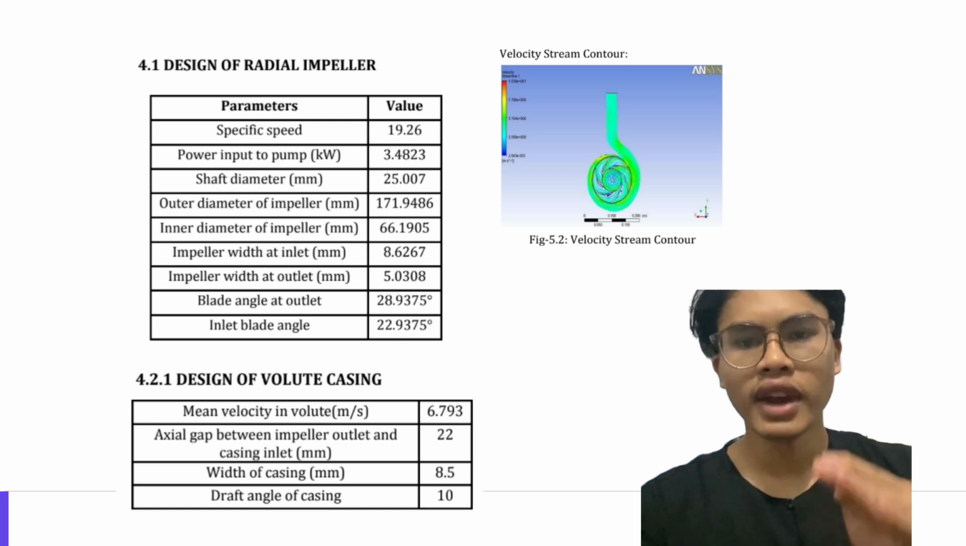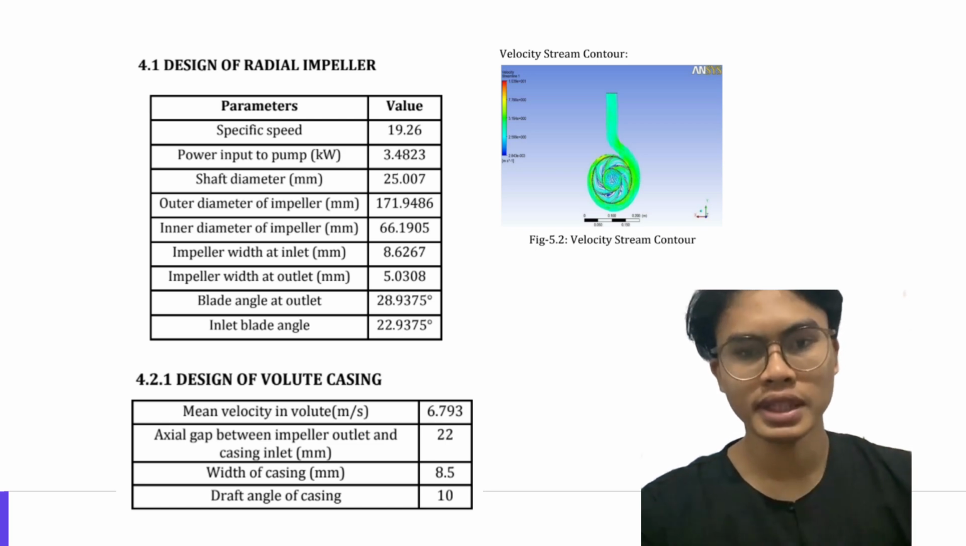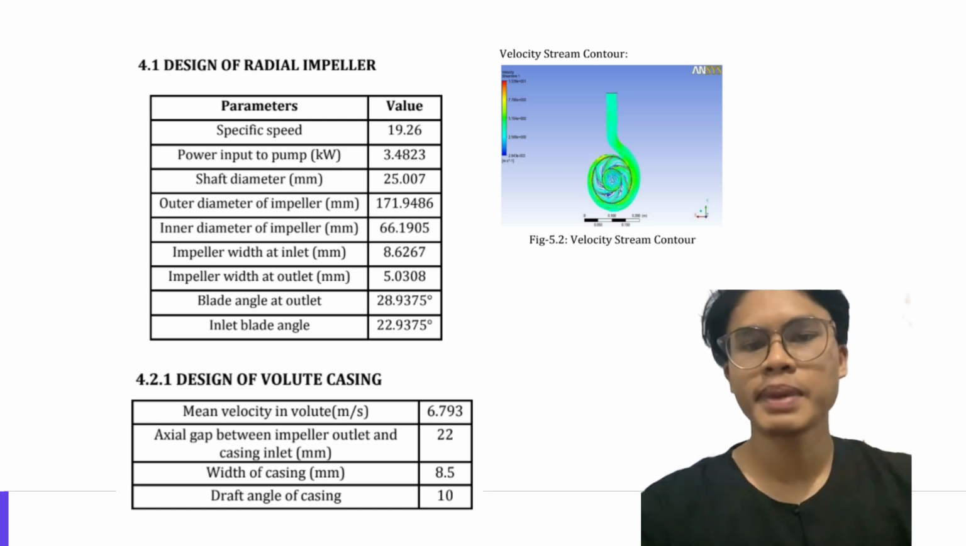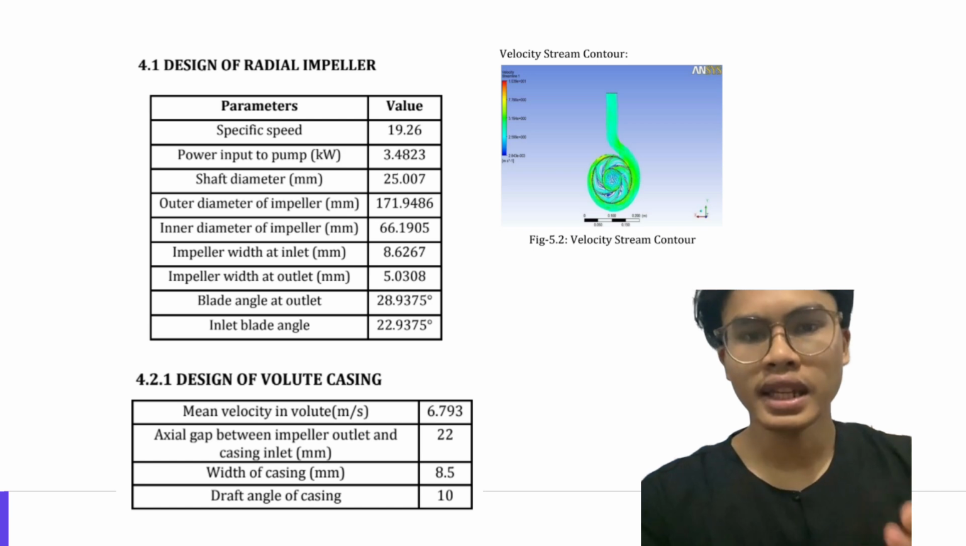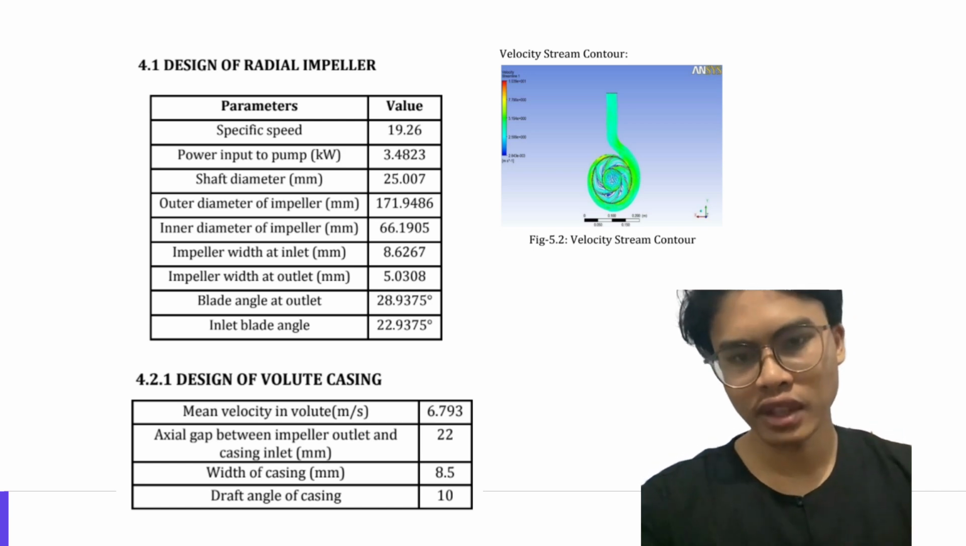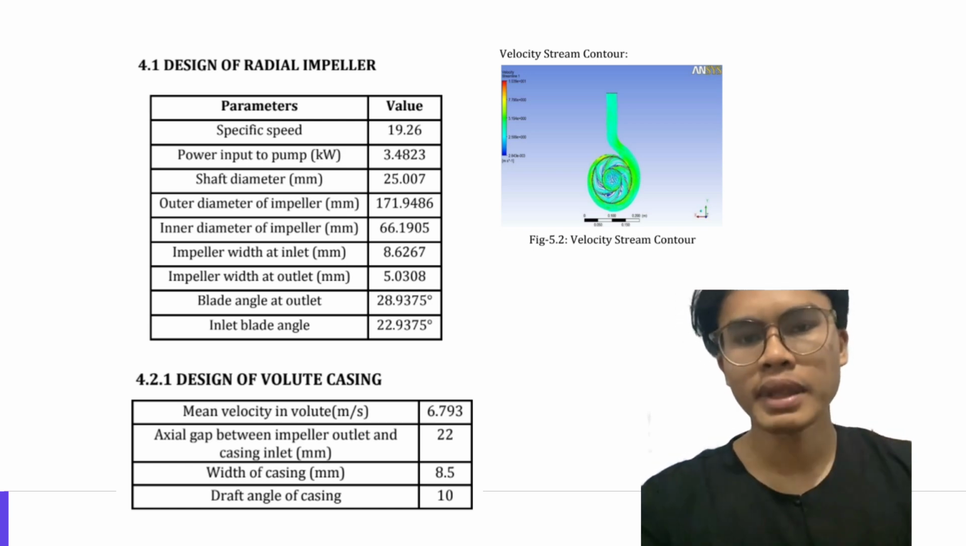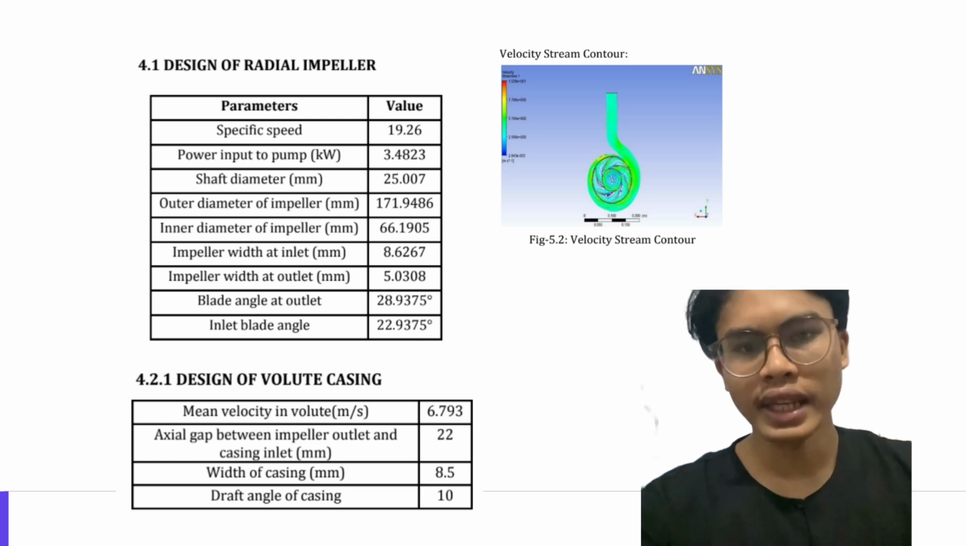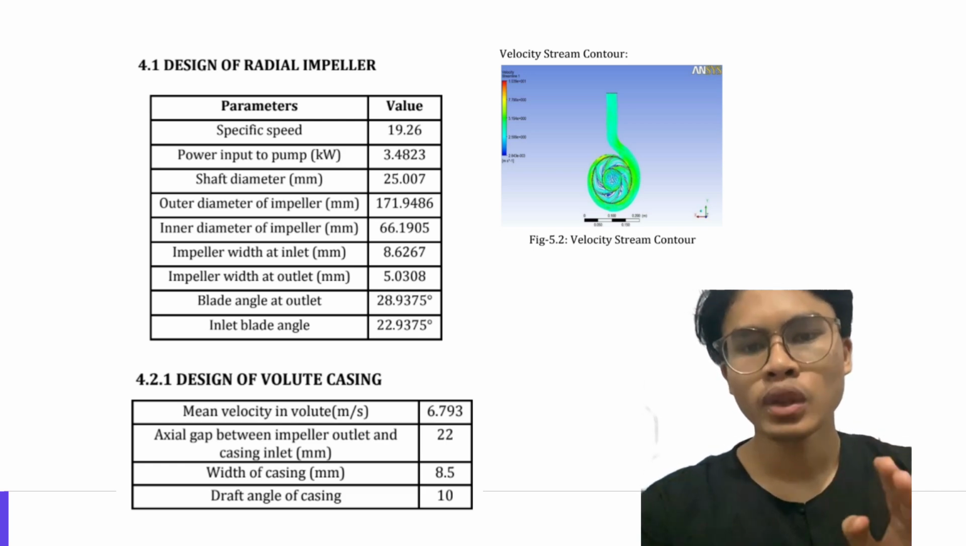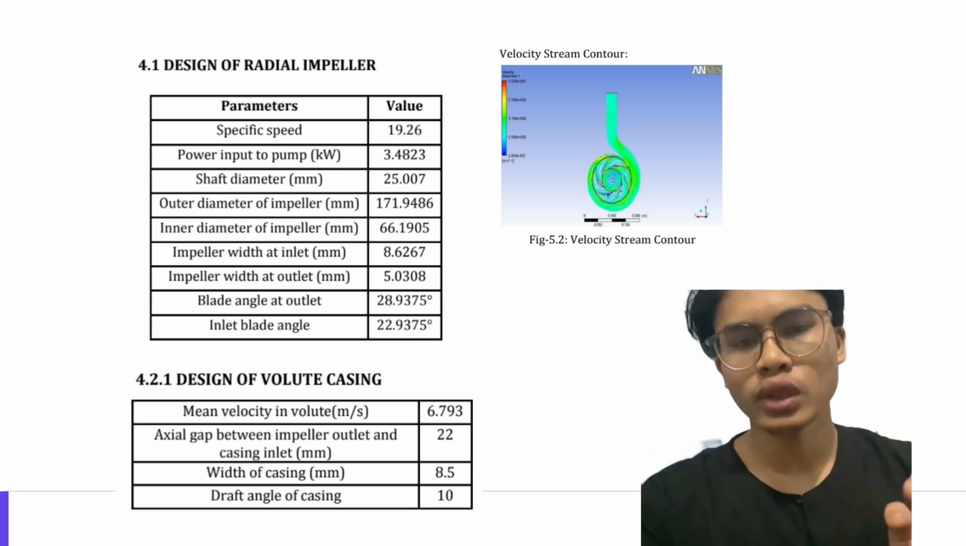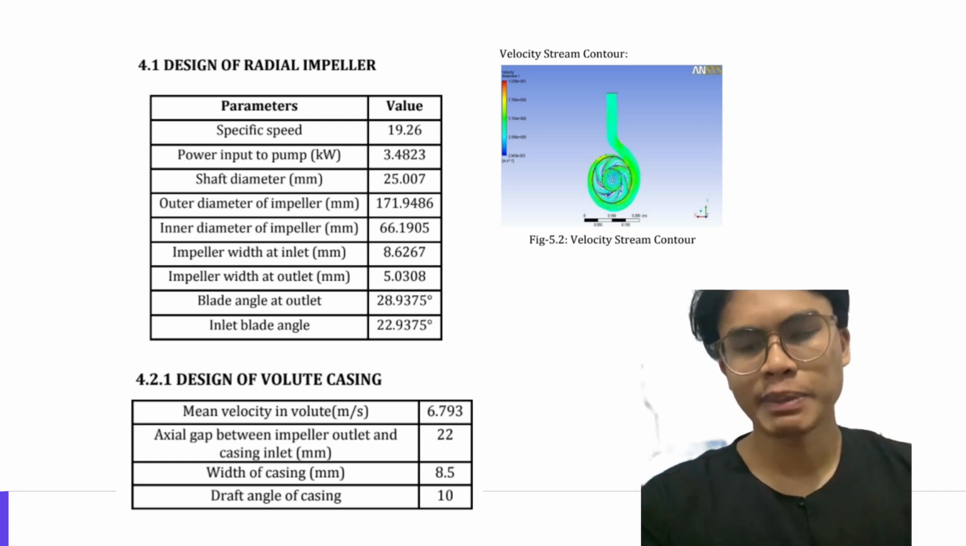The impeller itself had very specific design parameters. For instance, it had a specific speed of 19, an outer diameter of 171 mm, an inner diameter of 66 mm. The blade angles at the outlet and inlet were approximately 28.9 degrees and 22.9 degrees respectively.